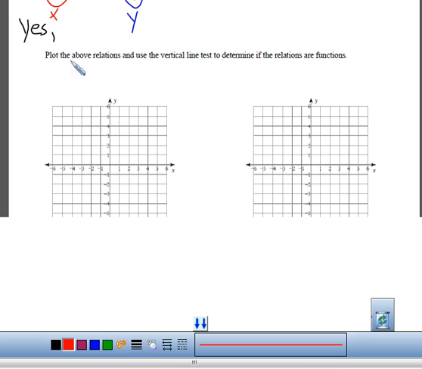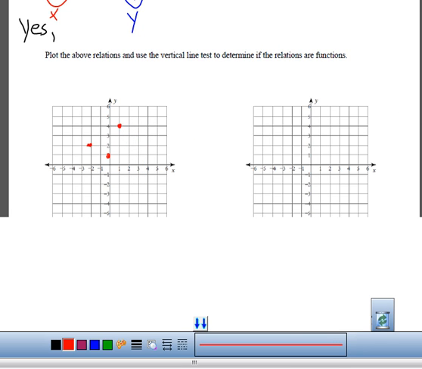The next part here, plot the above relations and use the vertical line test to determine if the relations are functions. Okay, so you're going to plot all those points from up above. So like the first one, we've got -2, 2. And then we have 0, 1. And then we have 1, 4.